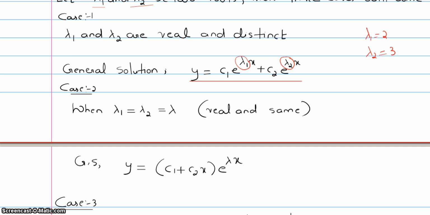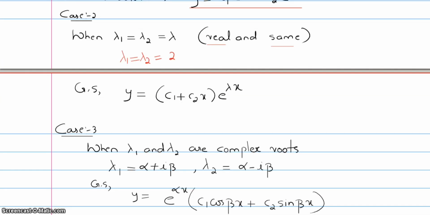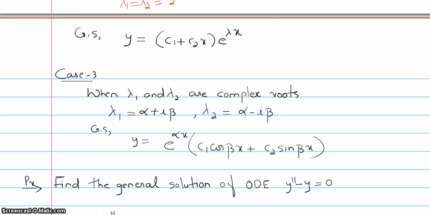Now the next one: if λ1 and λ2 are equal to λ, which means both are real numbers and the same. For example, if the solutions of the quadratic equation are both 2, then they are real and the same. The solution format will be y = (c1 + c2 x) e^(λx). Just replace the λ value as 2, and we get the general solution for the given differential equation.